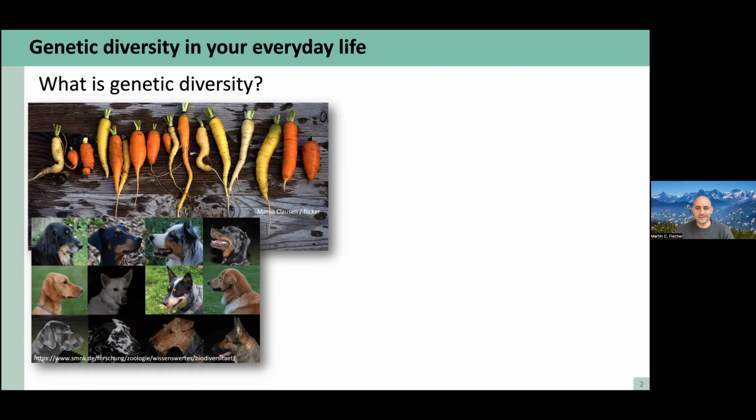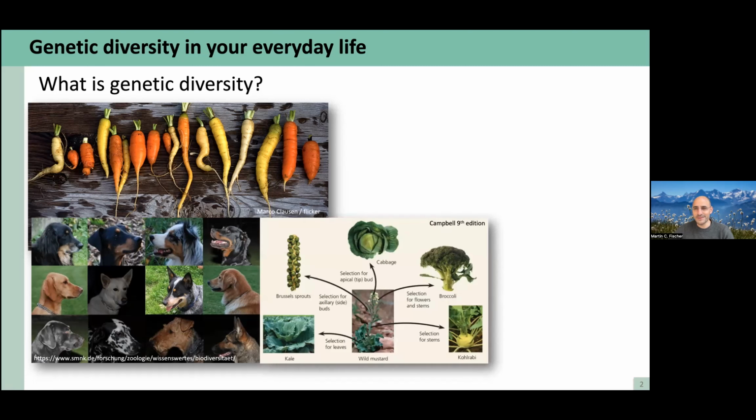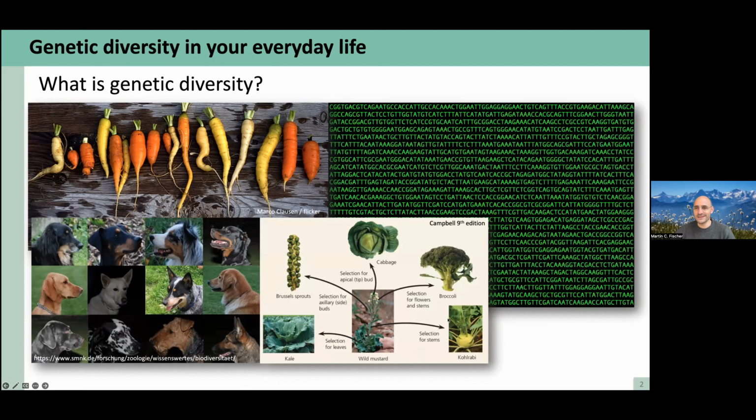All of this is genetic diversity, and maybe to stay with things we as humans are interested in, food. All that you can see here is wild mustard, which has been bred, resulting in different food sources for us. And genetic diversity in my everyday life rather looks like this. I'm a bioinformatician and population geneticist, and that's my everyday life: just looking at four letters and how to infer what genetic diversity is.